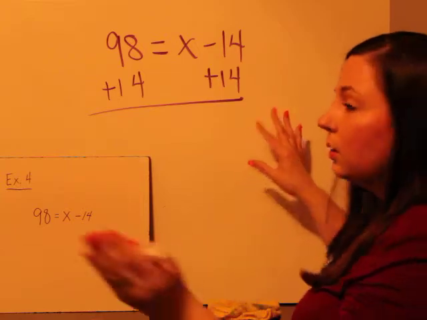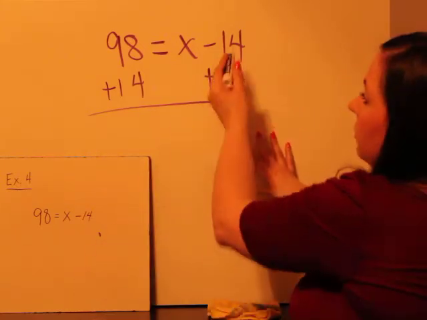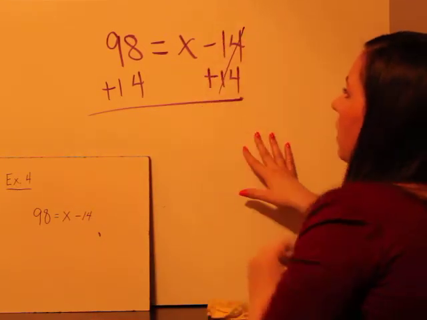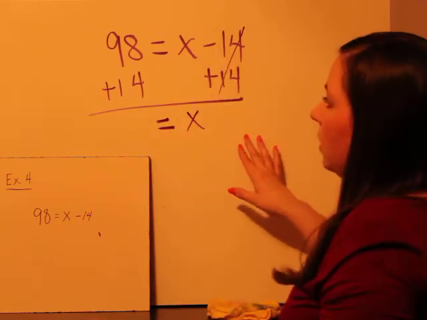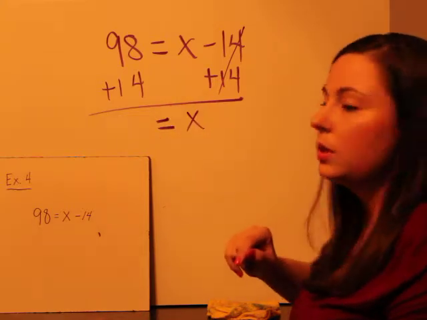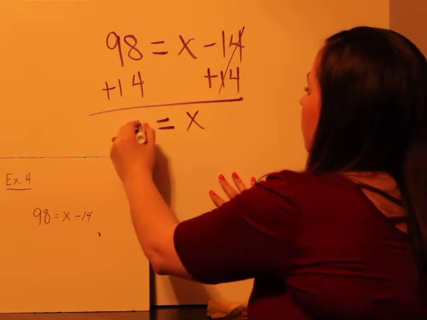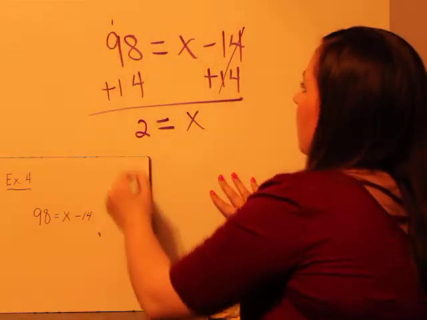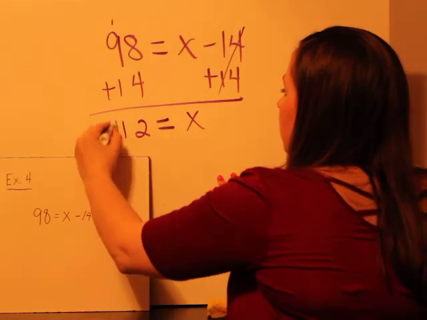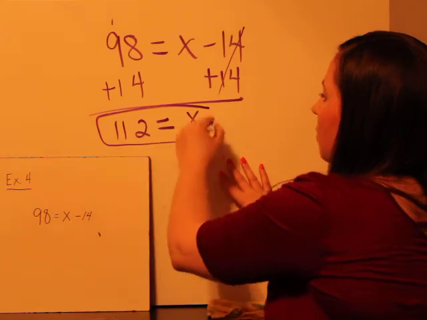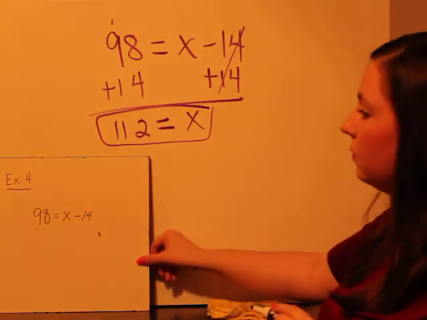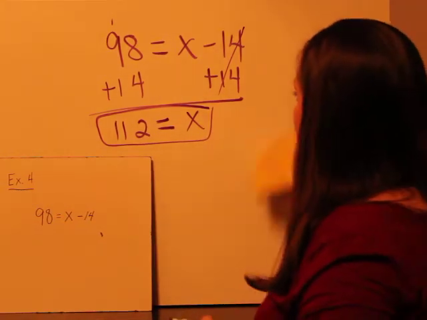So your work needs to look like my work. Negative 14, positive 14, cancel. All we have left on the right hand side is x. Now we've got 98 plus 14. 8 plus 4 is 12, so 2 carry the 1. 9, 10, 11, so we've got 112. And I'm going to leave it to you guys to check that one in your notes. Alright, next example.